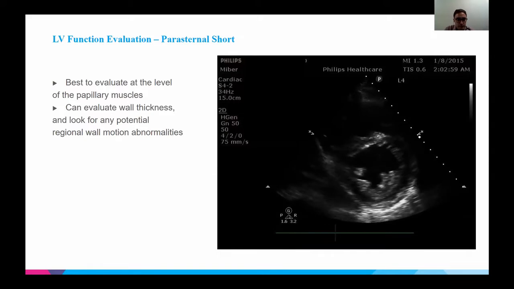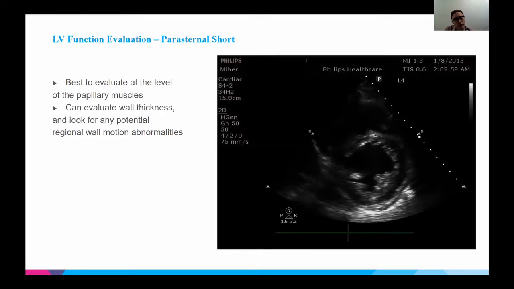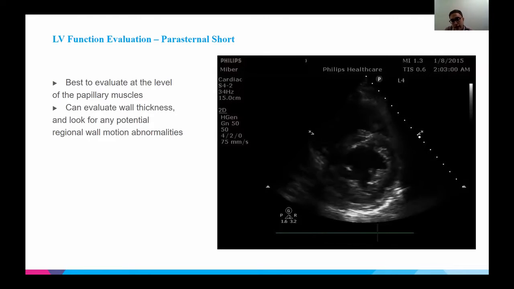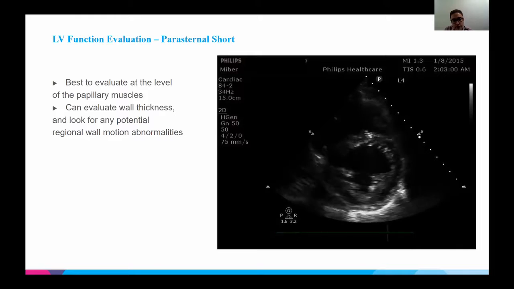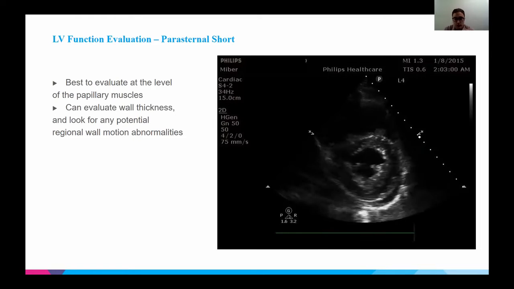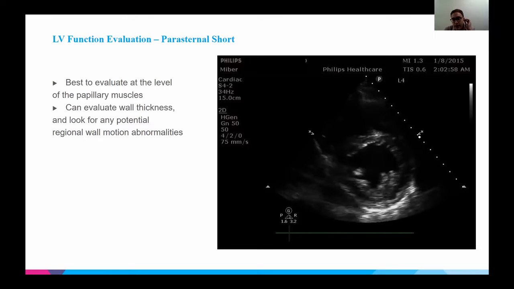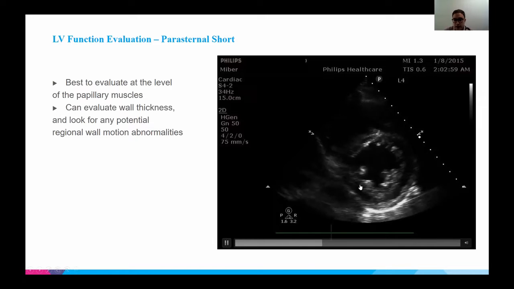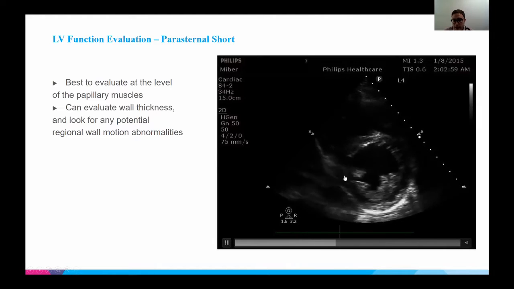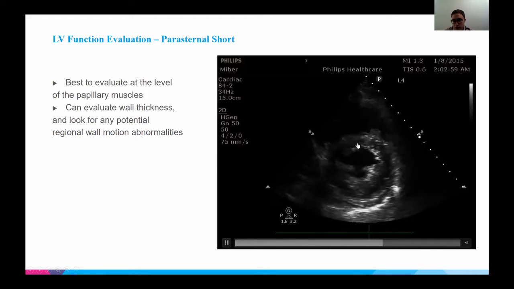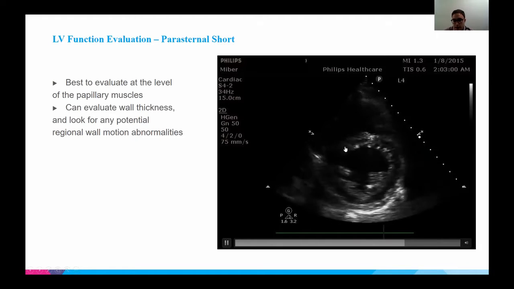And so how else do we assess sort of LV function? So the main view I would say that we do at the bedside, where we can really get a good view of the main aspect of the left ventricle, is by rotating the probe from the parasternal long axis 90 degrees. And then that gives us our parasternal short axis. So again, just to jog your memory, right? The left ventricle is right here in the center of the screen. It's a nice donut shape. And then the crescent shape above is sort of the right ventricle. And then the septal wall is right here.